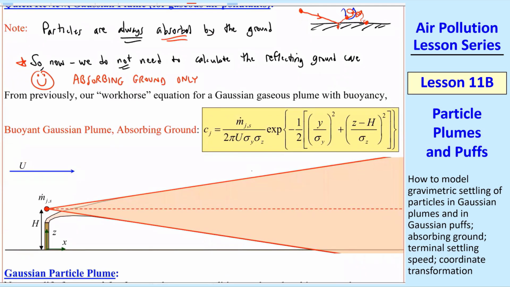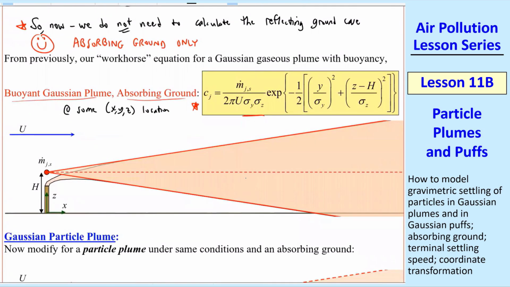Let's review our workhorse equation we had previously for a buoyant Gaussian plume with an absorbing ground. This was our equation for mass concentration at any x, y, and z location. So this is all review. You know how to calculate these sigmas based on the atmospheric conditions. We had to pick a class, you find those sigmas, and then you plug into this equation for a given x, y, and z. So at any x, y, and z location, we already know how to do this.